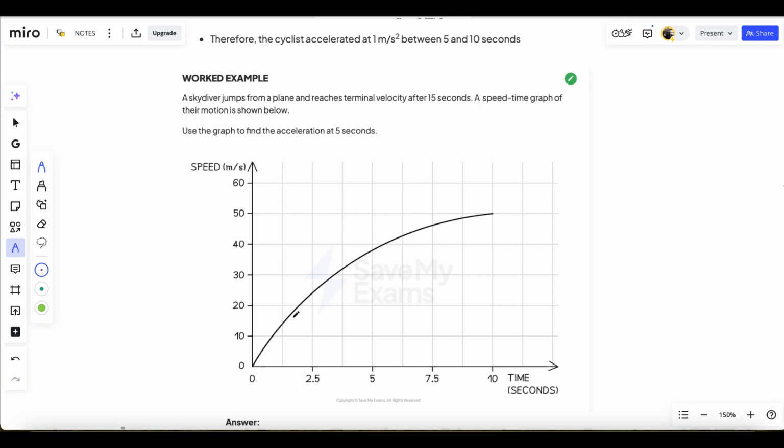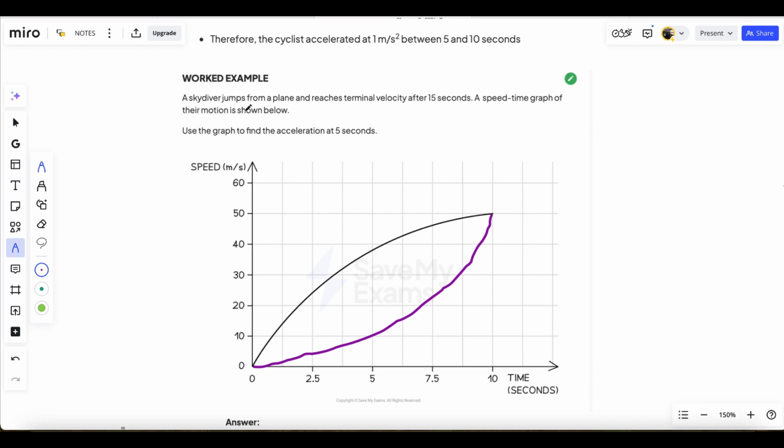This motion is a decreasing acceleration. If the graph is curved this way, it's an increasing acceleration. If the graph was curved like this, it would have been an increasing acceleration. But the graph is curved like this, so it's a decreasing acceleration. So you must know all of these things if you want to beat Cambridge at their game.